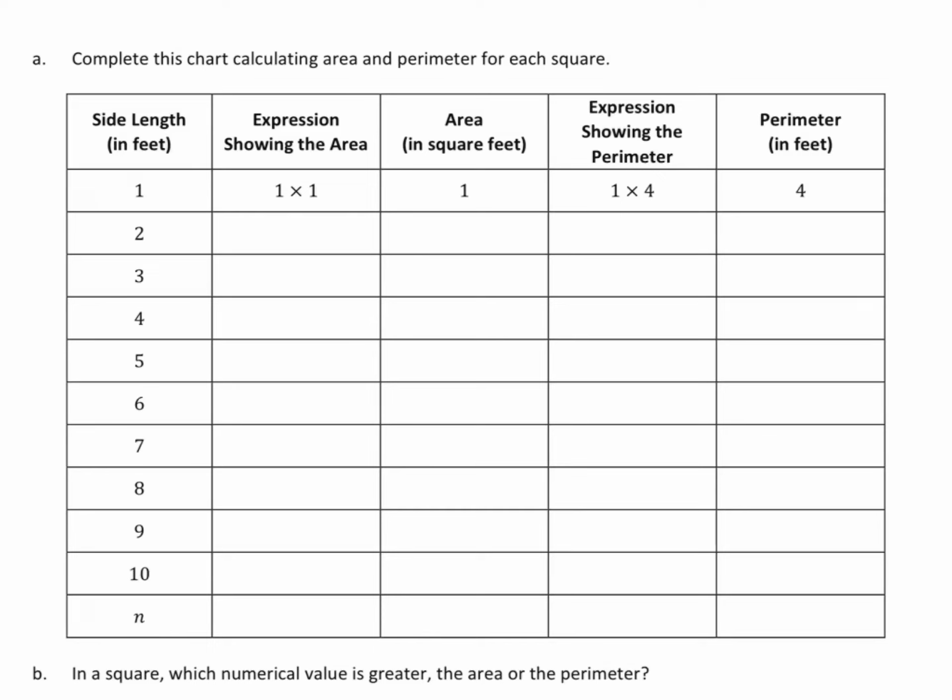For the area of a 2 foot by 2 foot square, it would be 2 times 2, and 2 times 2 is 4. This has a side length of 2, but there are 4 sides, so its perimeter is 8. If we had a 3 by 3 square, its area would be 9. It would have a side length of 3 on all 4 sides, which would give us a perimeter of 12.